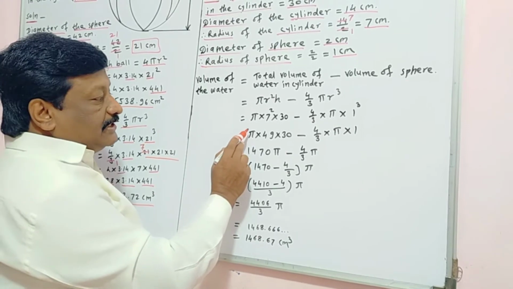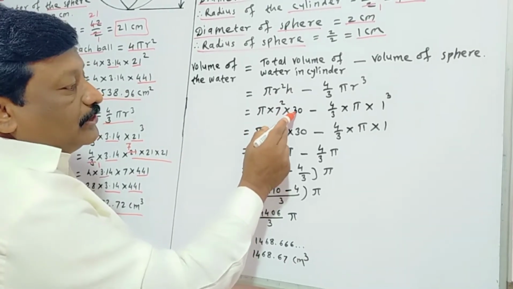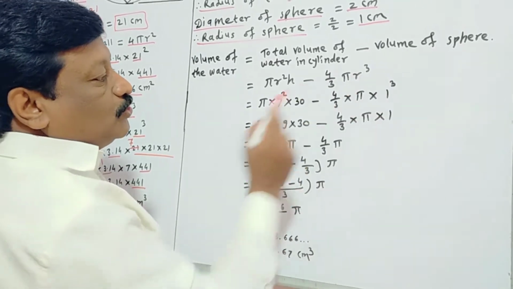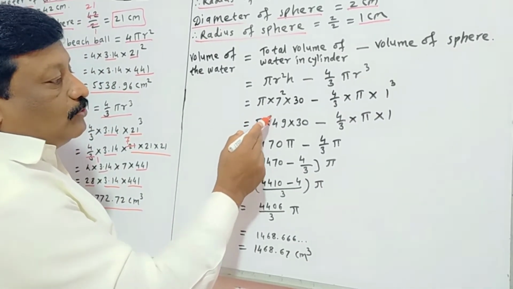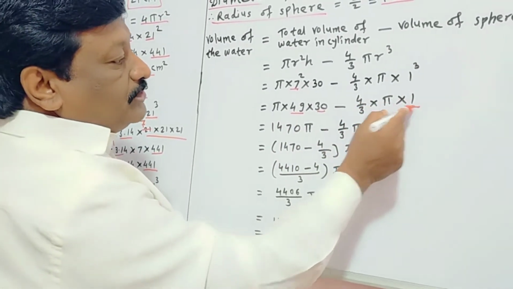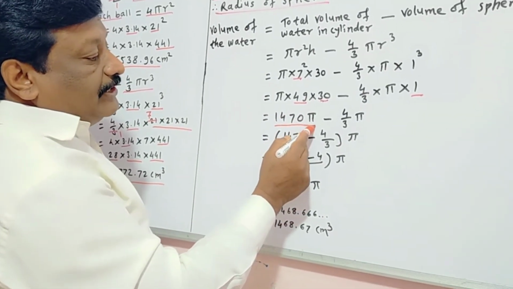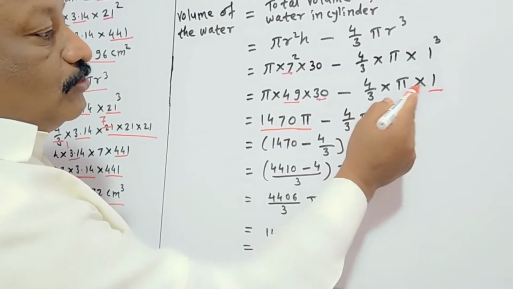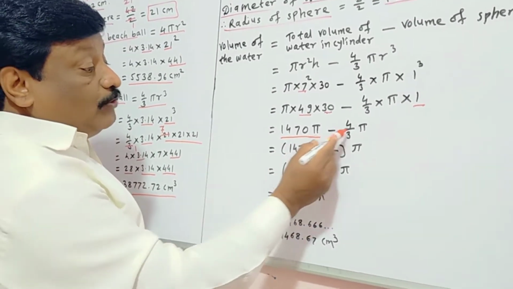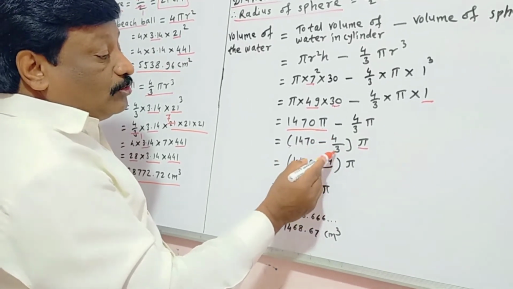Then we will keep pi as it is, equal to pi into radius of cylinder is 7, so 7 square into 30 minus 4 upon 3 into pi as it is into radius of sphere is 1, so 1 cube. Then equal to pi into 7 square is 49 into 30 minus 4 upon 3 into pi, 1 cube is 1. 49 into 30 is 1470 into pi minus pi into 1 is pi, so equal to 4 upon 3 into pi. Then take pi common from these two terms here. Inside the bracket 1470 minus 4 upon 3.